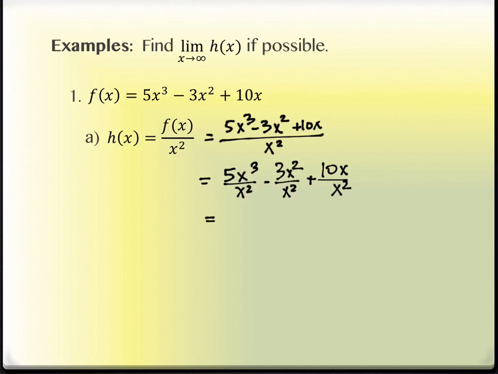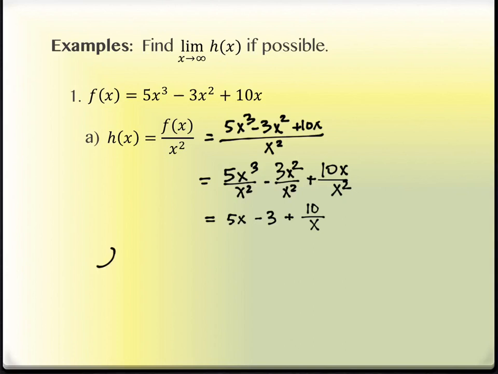So 5x cubed divided by x squared is 5x. And 3x squared divided by x squared is 3. Negative 3, because there was a negative. And the 10x over x squared, I don't want to bring it up like I did when I was looking for derivatives, but I can reduce it. So I can write this as 10 over x. Okay, all good? Yeah, 10x, that's right.